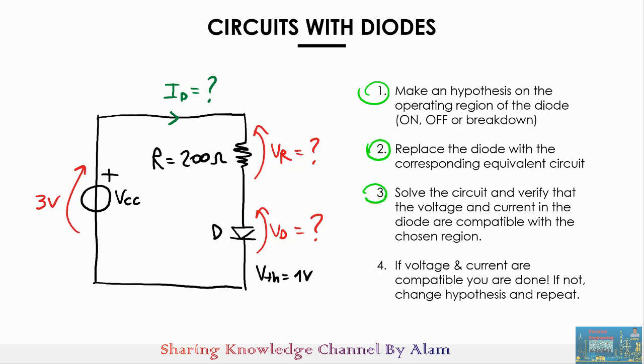In point number 3, you now have a circuit without any diode, because all the diodes have been replaced with their equivalent circuit. So you can go ahead, solve the circuit, and verify that the voltage and the current on the diode are compatible with the chosen operating region. Finally, point number 4, if the voltage and the current at the diode are compatible with the region of operation that you guessed in point number 1, you're done. If not, change the hypothesis and restart from point number 1.